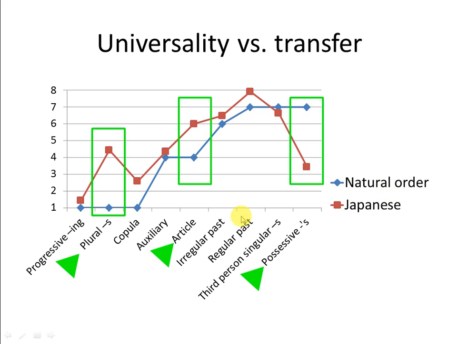And also the acquisition of articles in English is a little late for Japanese. But if you take a look at this, you can see that possessive s is easy for Japanese, and these are transfer effects.